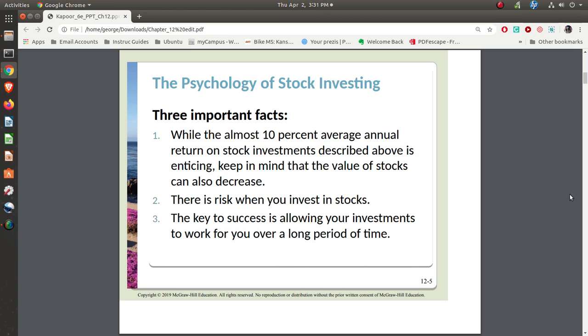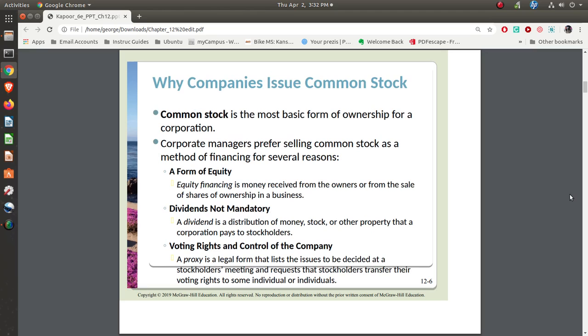Now, there are several facts to think about when investing in stocks. First of all, you can make more money in the stock market than you can with bonds or anything else. You can also lose more money in the stock market than with bonds or anything else. Anytime you're buying stocks and becoming an owner in the company, there is a risk that goes along with it. That's common stock in its most basic form.